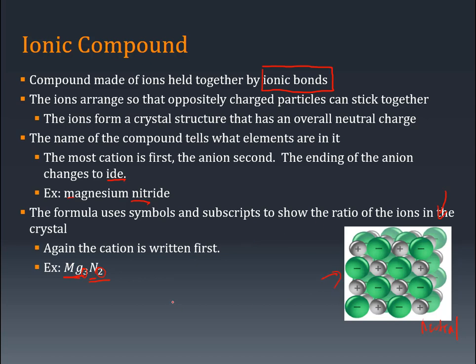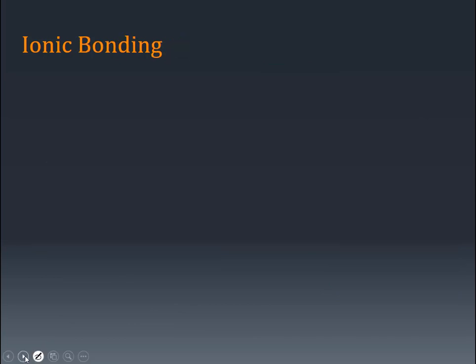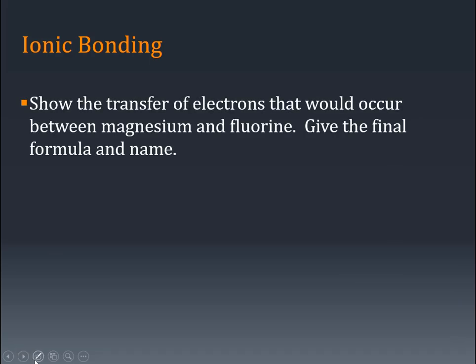Now, why would we get 1 to 1 ratios sometimes and 3 to 2 ratios other times? Well, it has to do with how many electrons are being transferred and how many charges it takes to get us back to neutral. So let's look at that in a little bit of detail here. So magnesium and fluorine, this one's a little bit tricky because if you look at this, we're going to start with electron dot diagrams. Magnesium, if you look on the periodic table, is in group 2, it has 2 valence electrons. Fluorine is in group 7, it has 7 valence electrons.